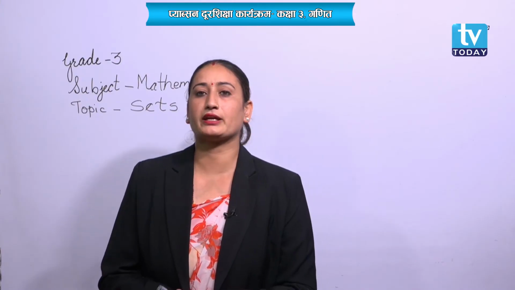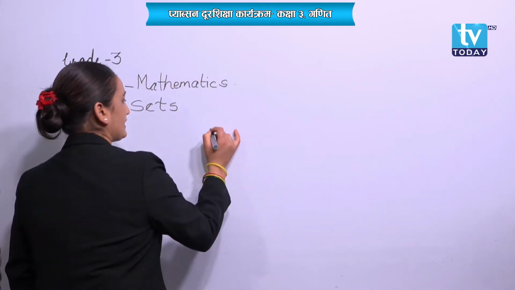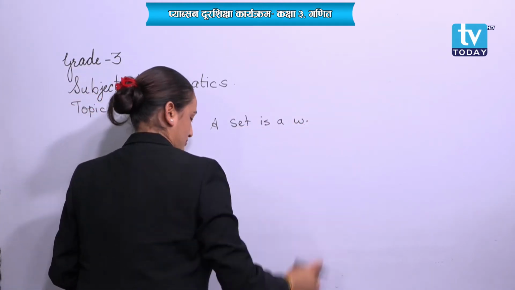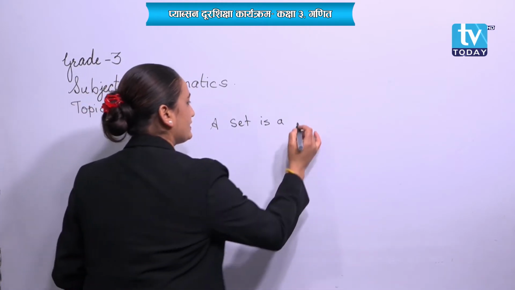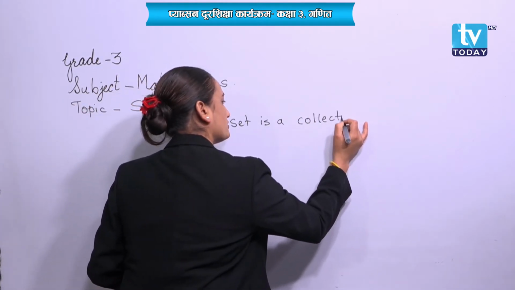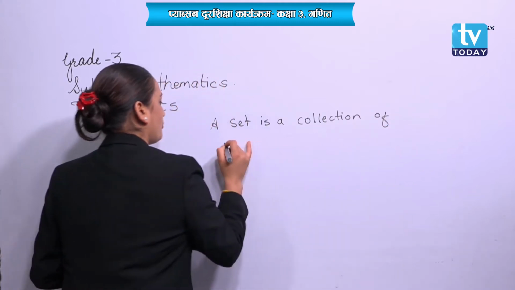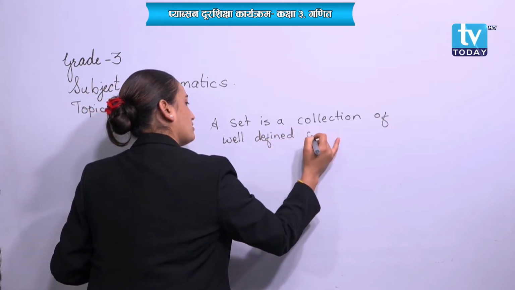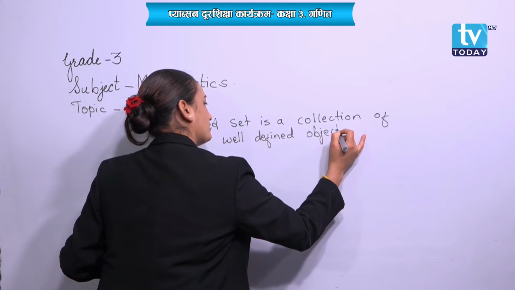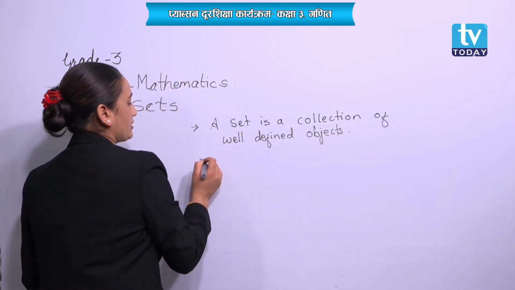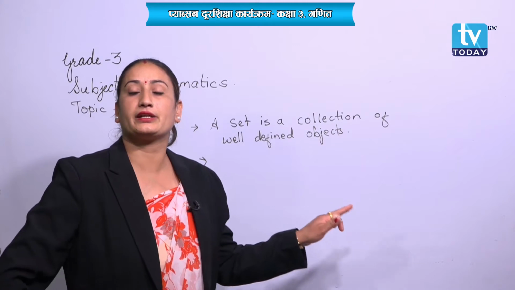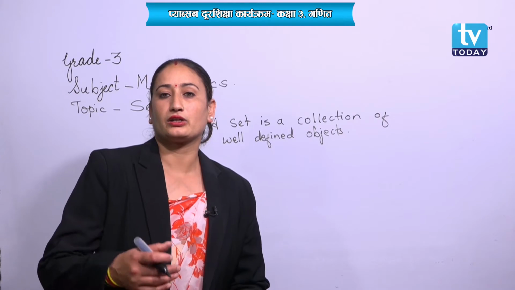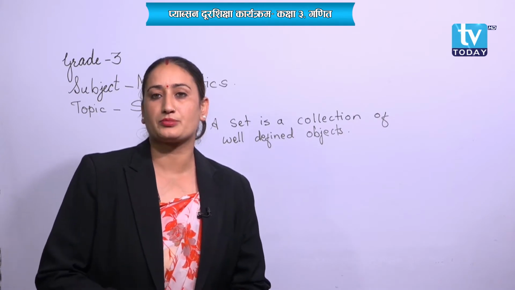Can you write it? Make a note on it. A set is a collection of well-defined objects. So, from this picture you can see, as I have already said, there is a pen, a pencil and a book. They are the stationery things or stationery objects.